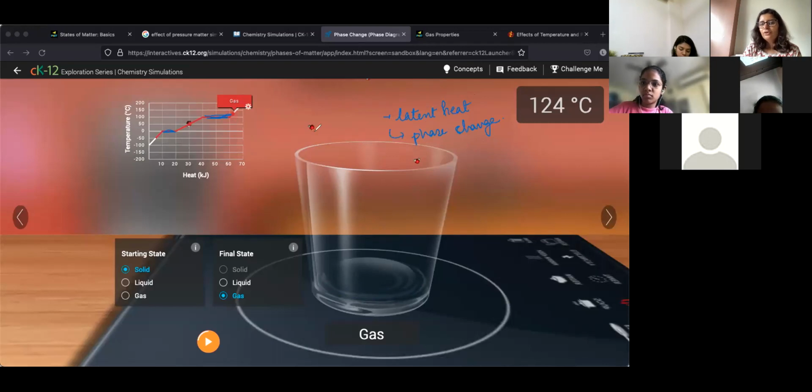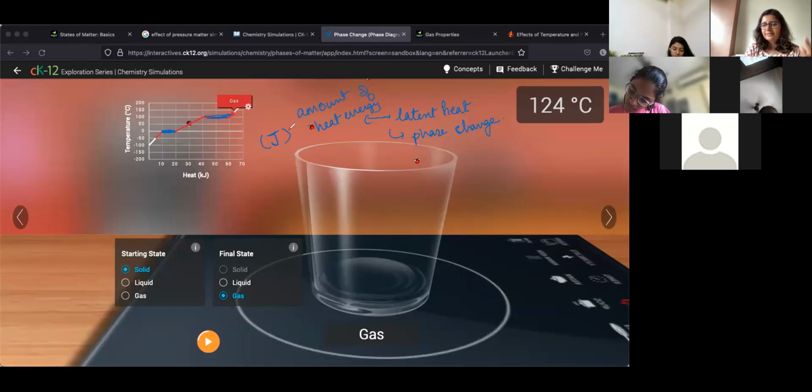Okay, so depending on what the phase change is, you have different types of latent heat. So the energy required for phase change is called latent heat. So latent heat is the amount of heat energy. Okay, so this is measured in joules.